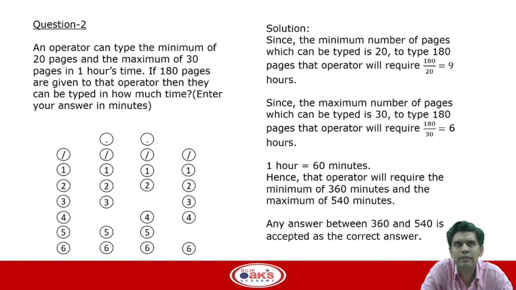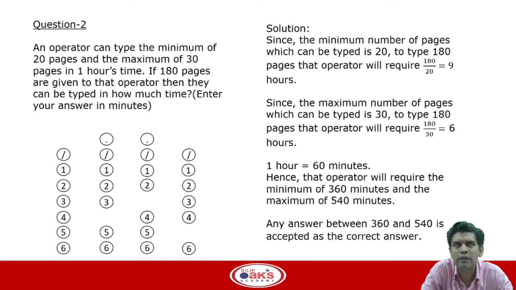The question says an operator can type a minimum of 20 pages and a maximum of 30 pages in 1 hour's time. If 180 pages are given to that operator, then those pages can be typed in how much time? And you see clearly an instruction is given: enter your answer in minutes. As you can see, there is a change of unit here, because the data is given in terms of hours, but the expected answer is in minutes. Okay, we will look at that part later on.